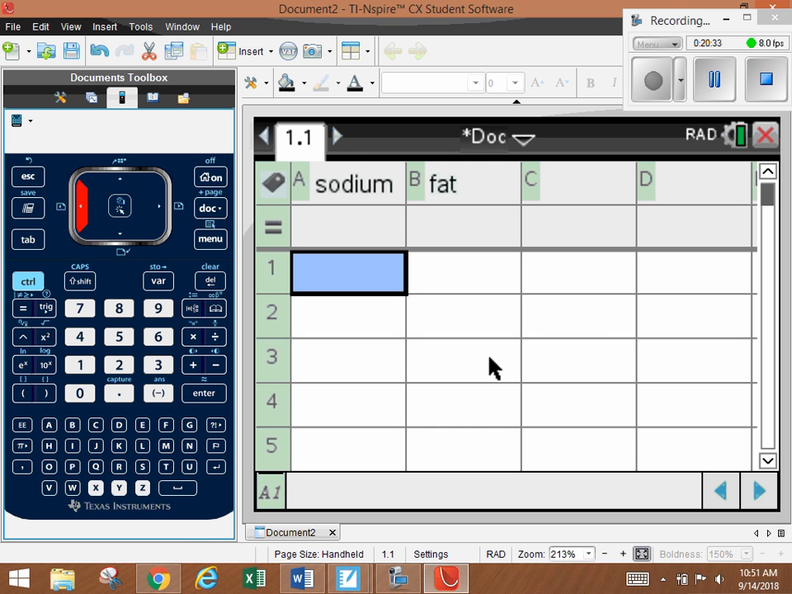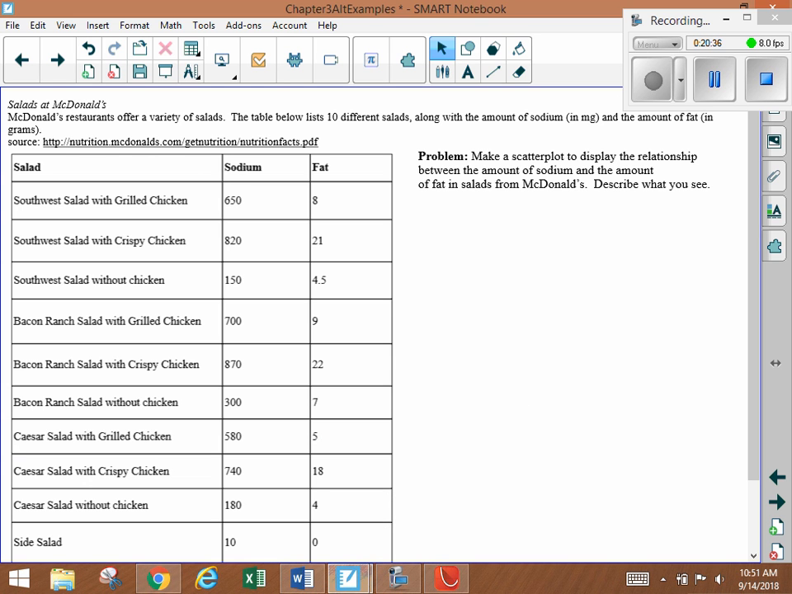Alright, and now I'll put this data up here for us so that we can iterate.